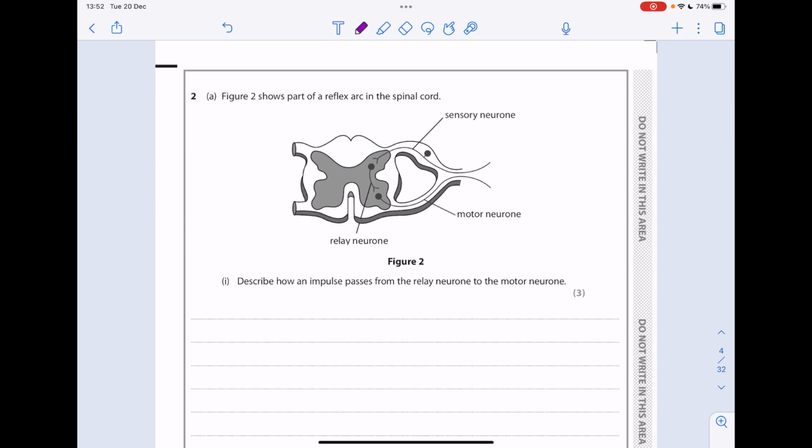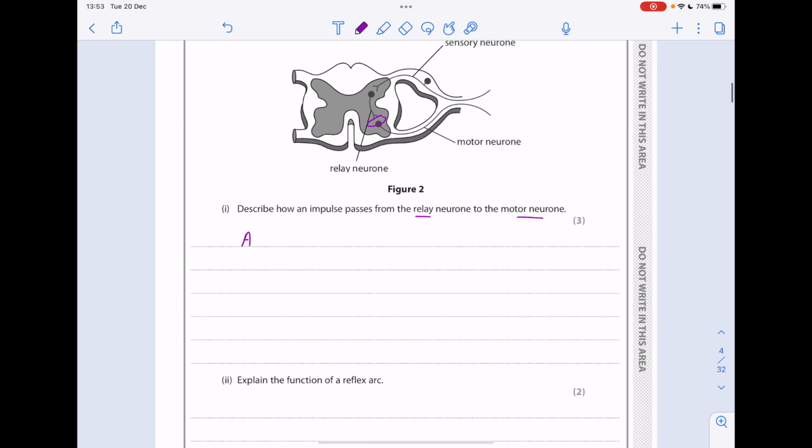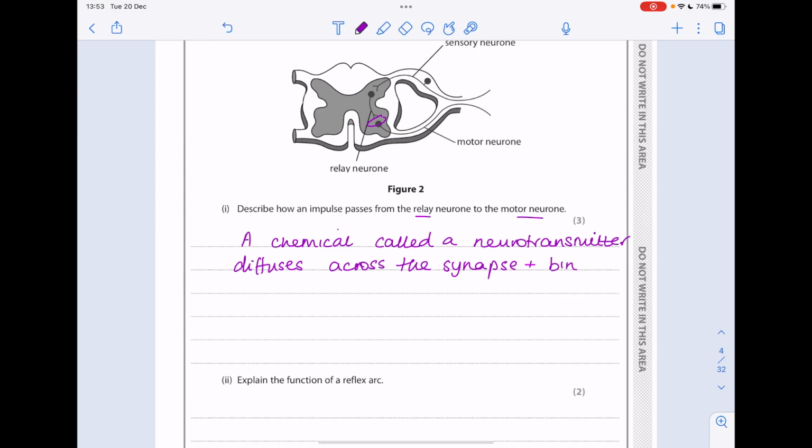Figure 2 shows part of the reflex arc in a spinal cord. Describe how an impulse passes from a relay neuron to the motor neuron. So we're looking here at this gap. It's known as a synapse. So a chemical known as a neurotransmitter diffuses across the synapse and binds to the postsynaptic membrane on the motor neuron. Triggering an electrical impulse.